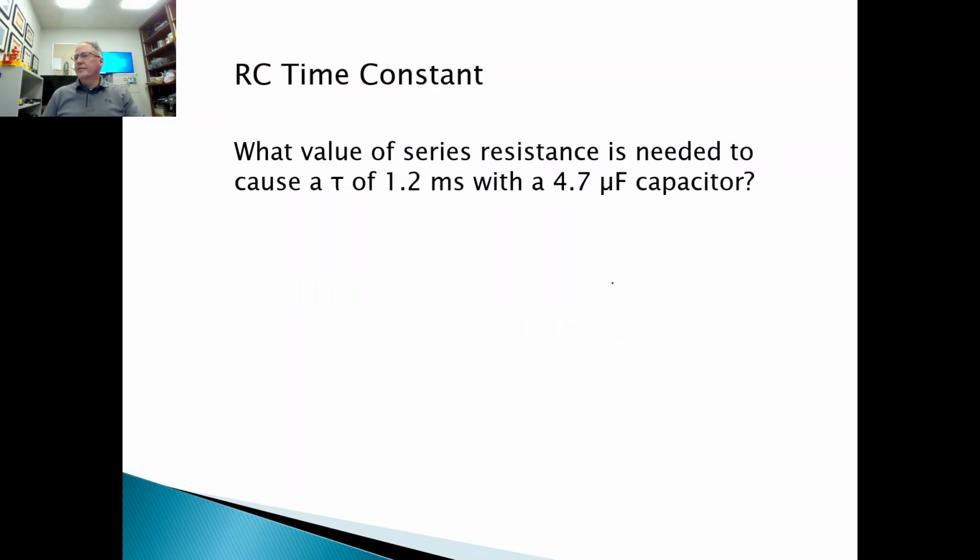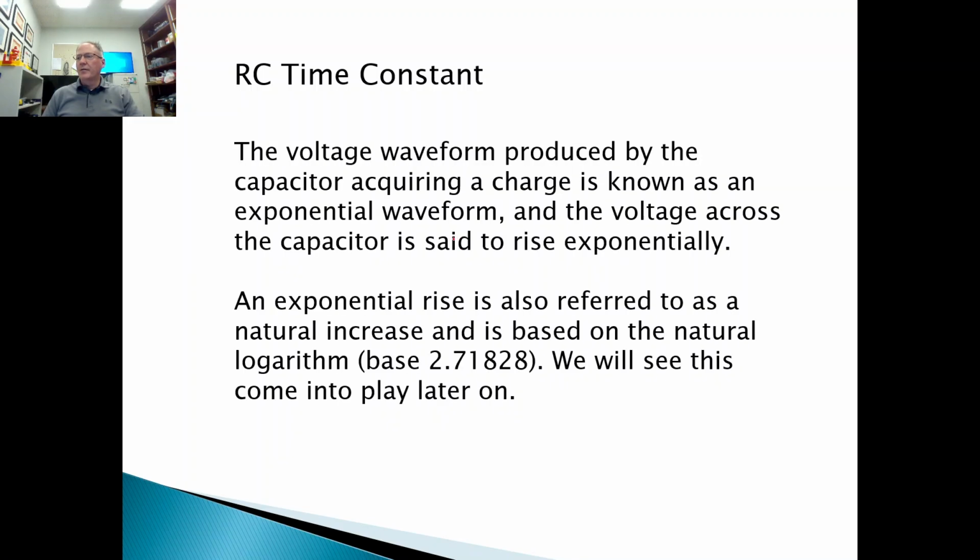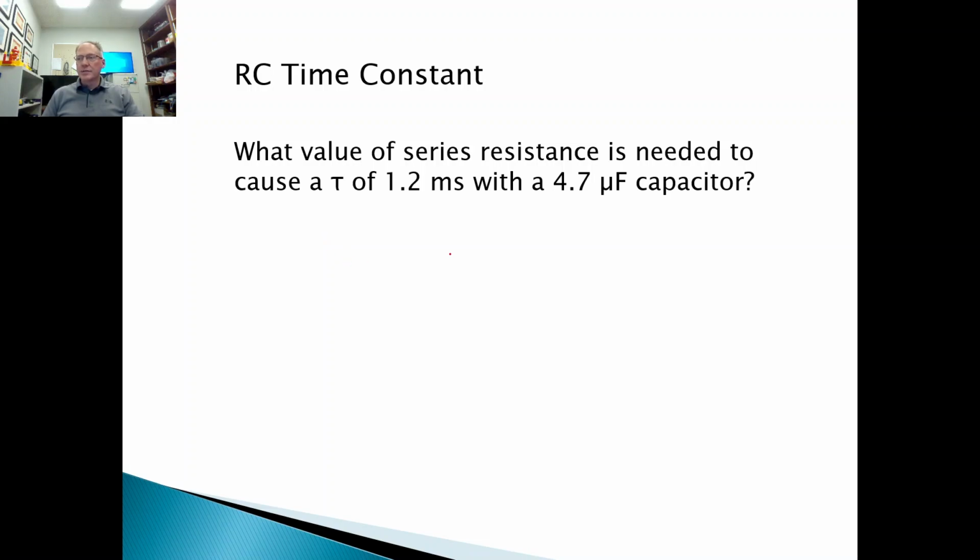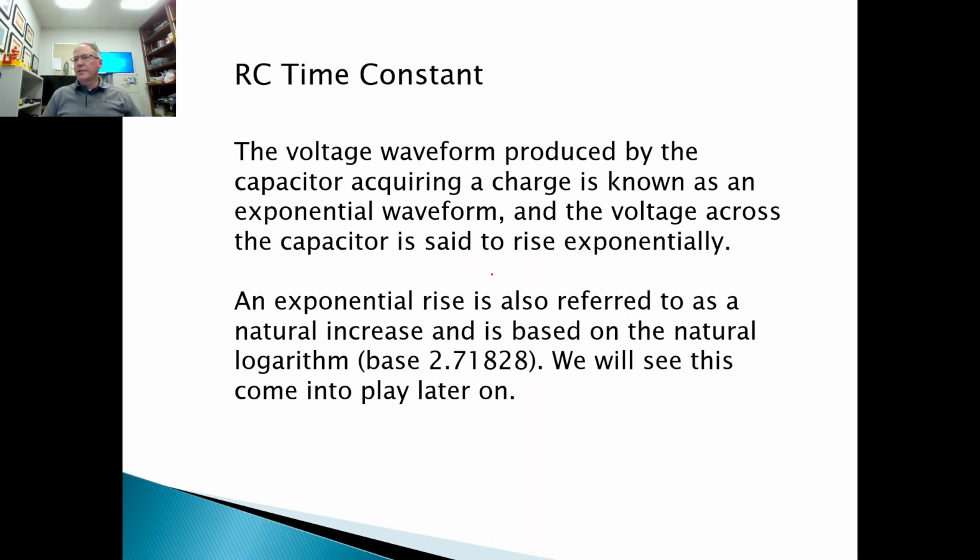And then what value of series resistance is needed to cause a tau of 1.2 milliseconds with a 4.7 microfarad capacitor? So now for that you just go tau equals RC, therefore R equals tau divided by C. So 1.2 milliseconds divided by 4.7 microfarads will give you the resistance there. So you can calculate those. These are just calculator problems that you can do.